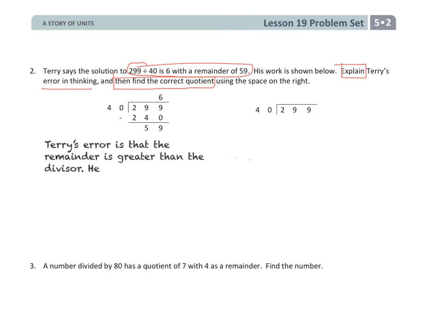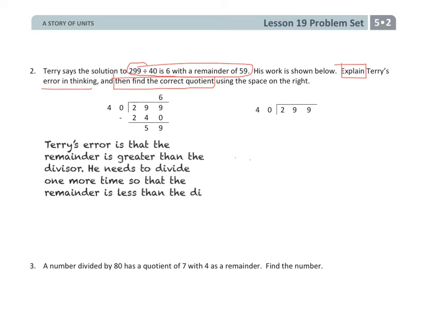He needs to divide one more time so that the remainder is less than the divisor. Okay, so there's our explanation on why Terry is wrong in his thinking.